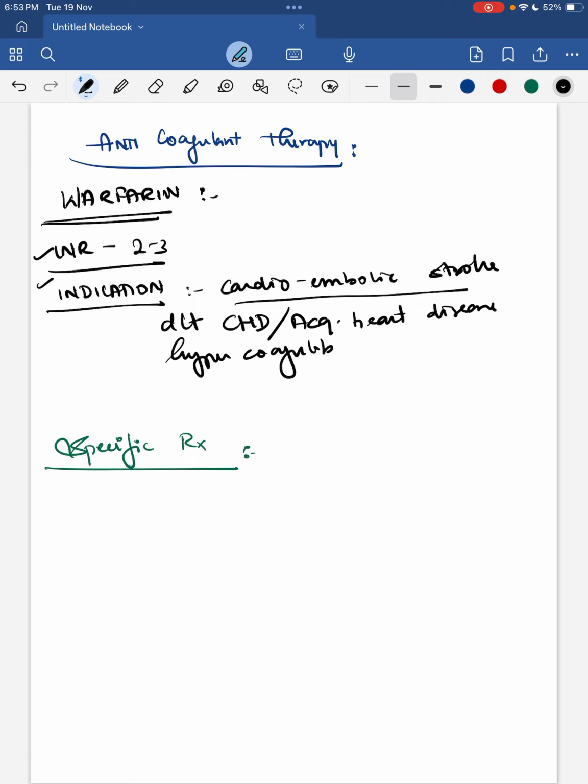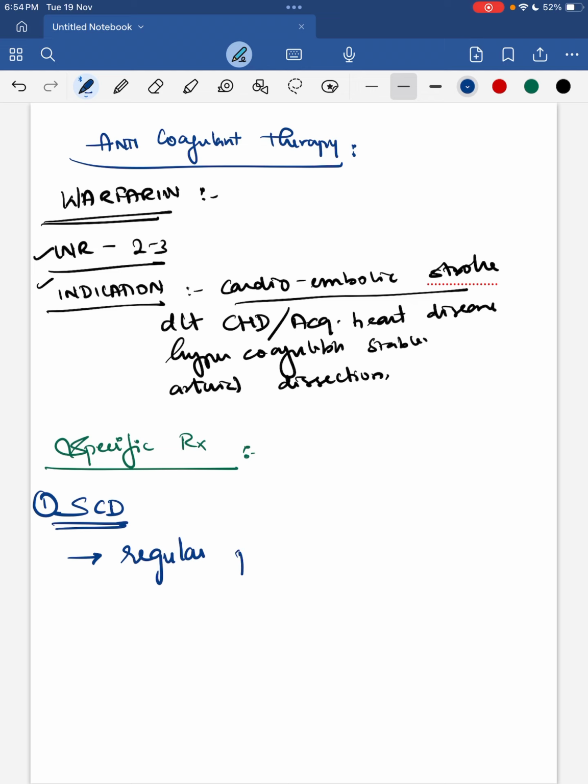Next, specific treatment for underlying causes. In a child with SCD, which is nothing but sickle cell disease, the child should undergo regular periodic blood transfusion. This is done to maintain your HbS level below 30%. So the child should undergo periodic blood transfusion to maintain your HbS level of less than 30%.